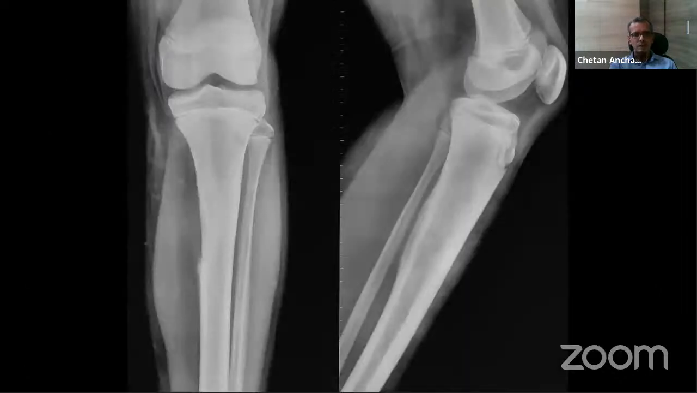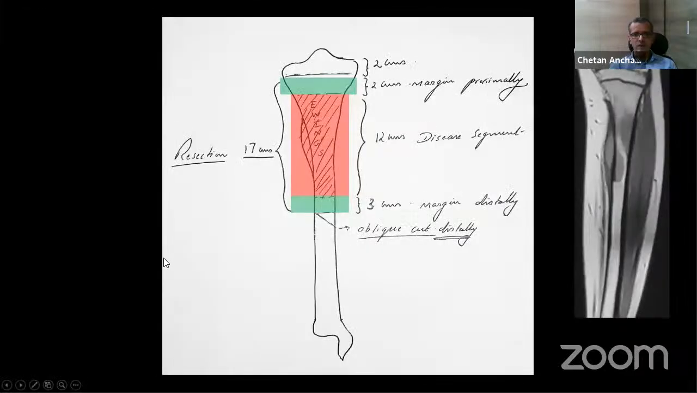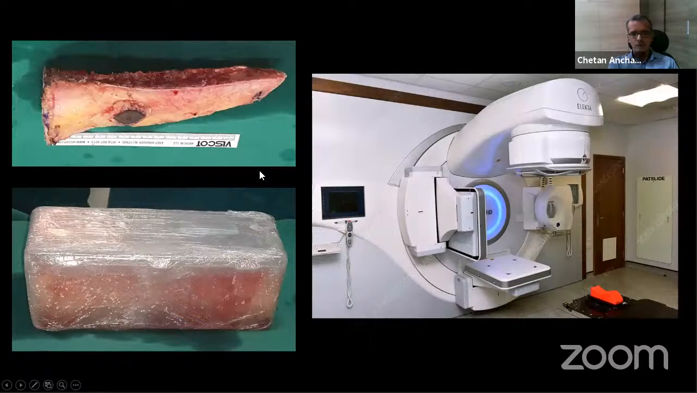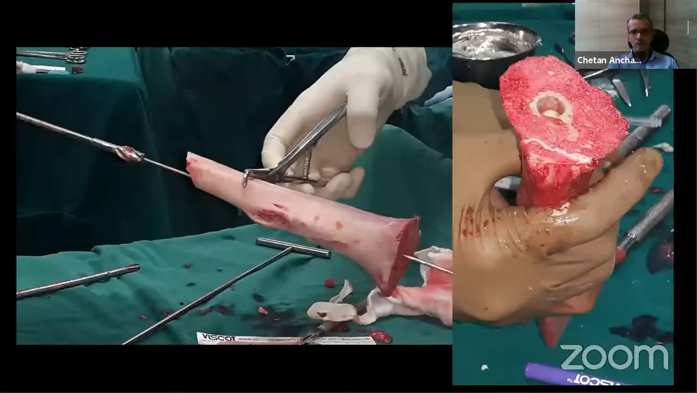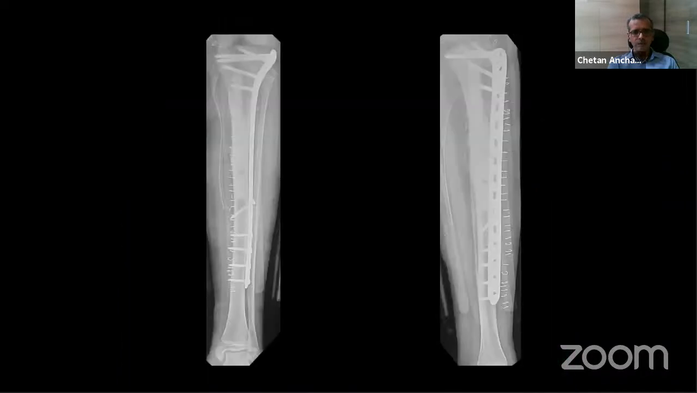So this is the same case that I have shown earlier, a patient with Ewing sarcoma of the proximal tibia, metadiaphyseal region, where after this resection of this 17 centimeter segment of metadiaphysis, this specimen was then sent for extracorporeal radiotherapy. It was then got back to the theater where all the soft tissue was stripped off, the canal was reamed and packed with cement, and the bone was reimplanted. A gastrocnemius muscle flap was used to cover the bone. And that was the X-ray at the end of fixation.